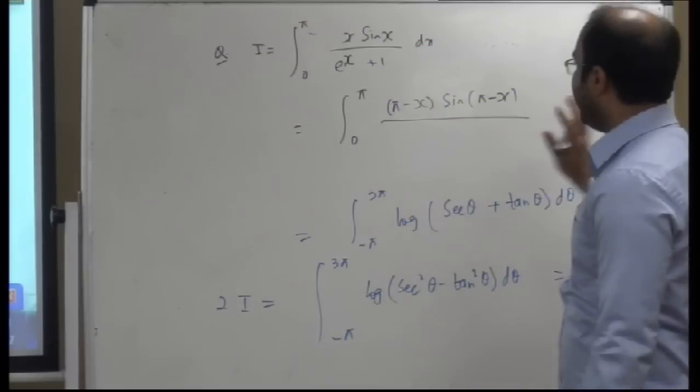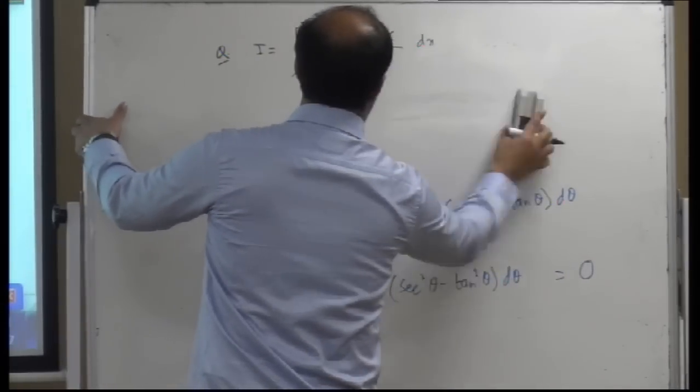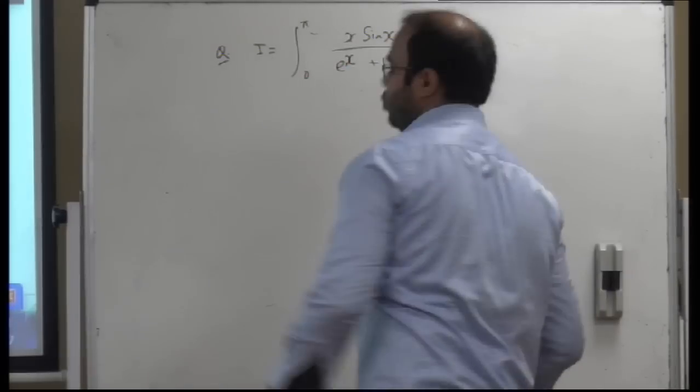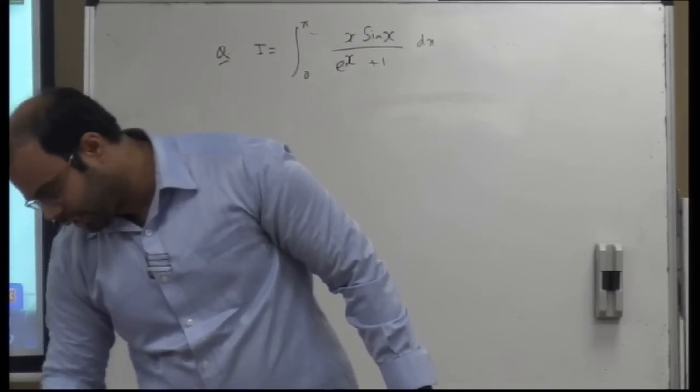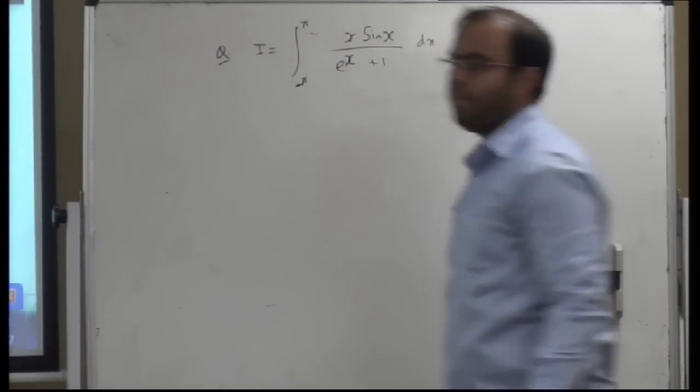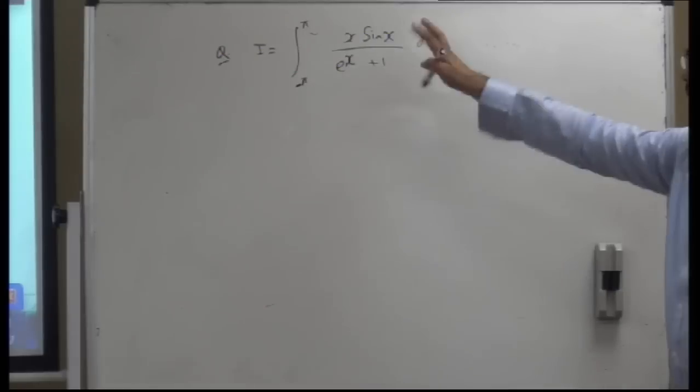Okay, one thing you can do here, 0 to pi. This would create a problem because it is e to the power x. No, it has to be minus pi to pi. The question is wrongly written there. It has to be minus pi to pi. It cannot be 0 to pi.